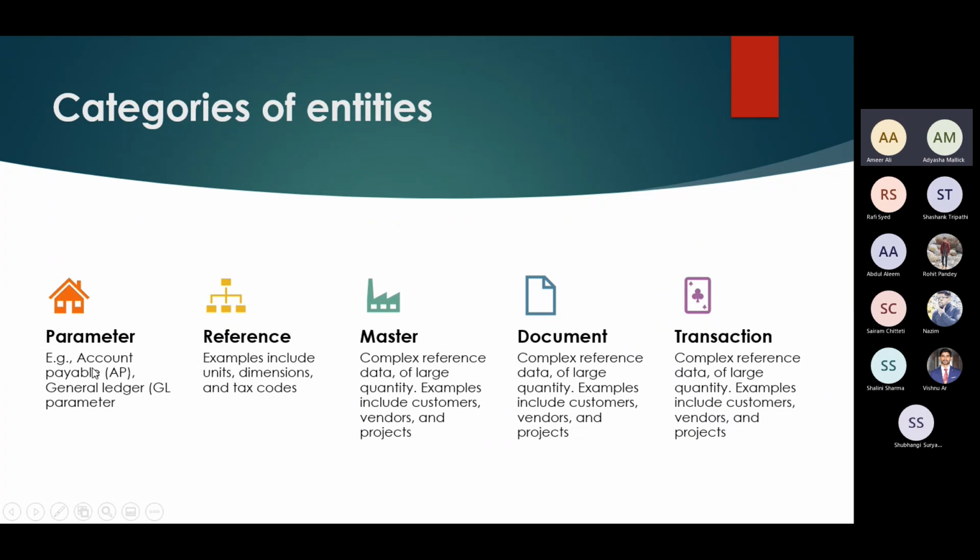For example, accounts payable parameters, general ledger parameters, all those are one single form where we do the setup, like how the system should behave. So those types of entities are grouped into a parameter entity. Next comes references.